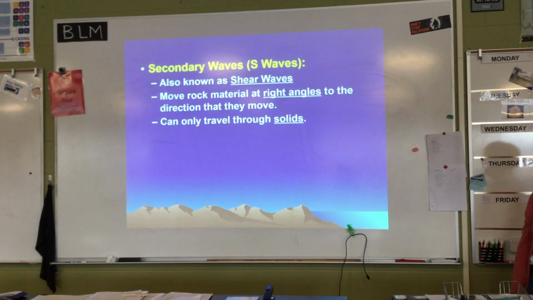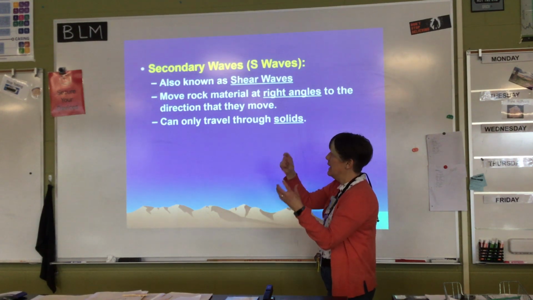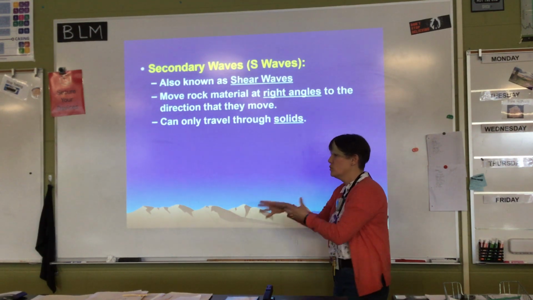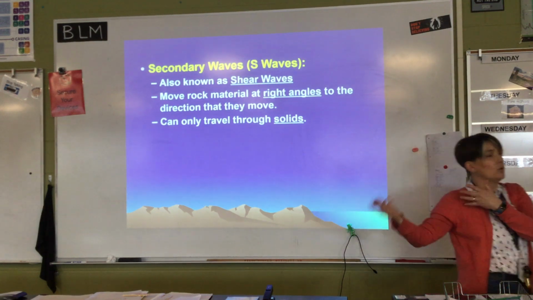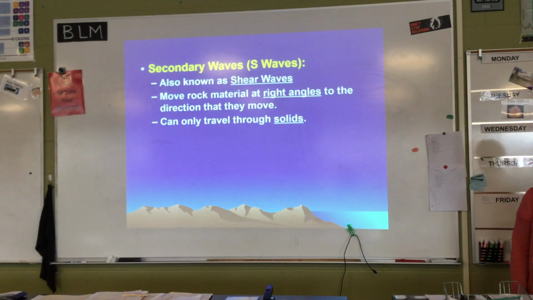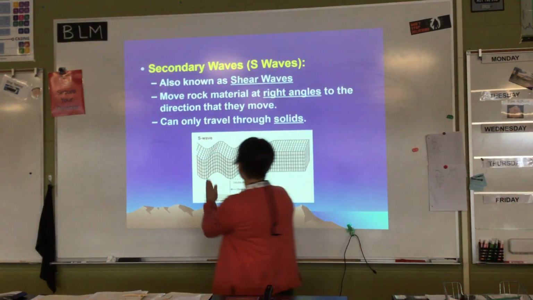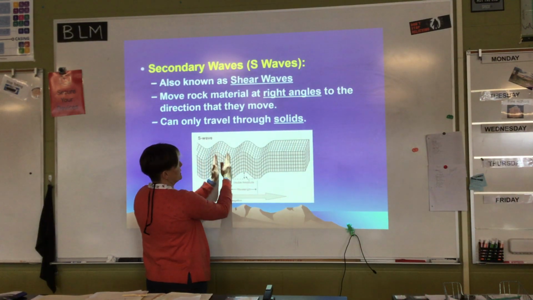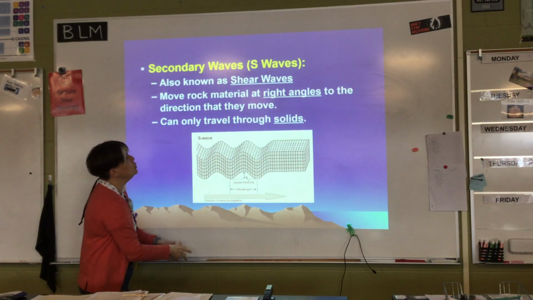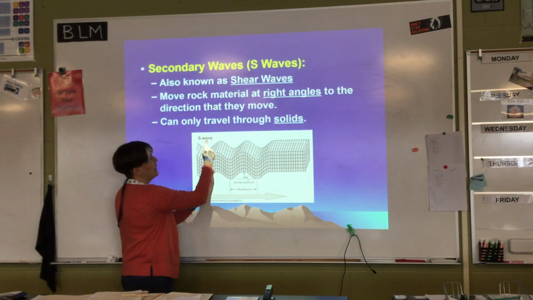It can only travel through solids, which is why we knew that part of the interior of the earth must be liquidy, because we could not detect these S waves at certain parts of the world on the other side of the world because they weren't coming through. So we figured it must have traveled through some sort of liquid in the earth, and so it stopped. So when they say they're shear waves, it just means the land goes up and down like this. So you're shearing anything. It moves at right angles, so the energy goes this way, and the land goes up and down.